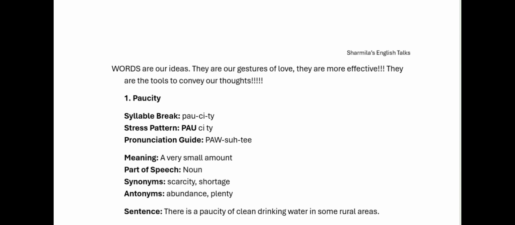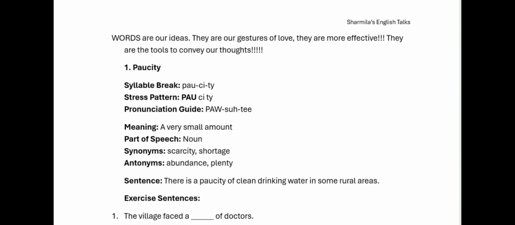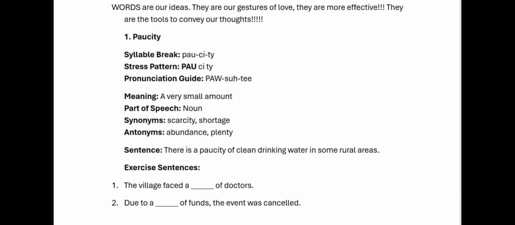The first word is paucity. Paucity. The stress is on the first part. And how is it pronounced? It's paucity. What does it actually mean? This is a small amount, a very small amount of something. The parts of speech is noun. The synonyms are scarcity or shortage.